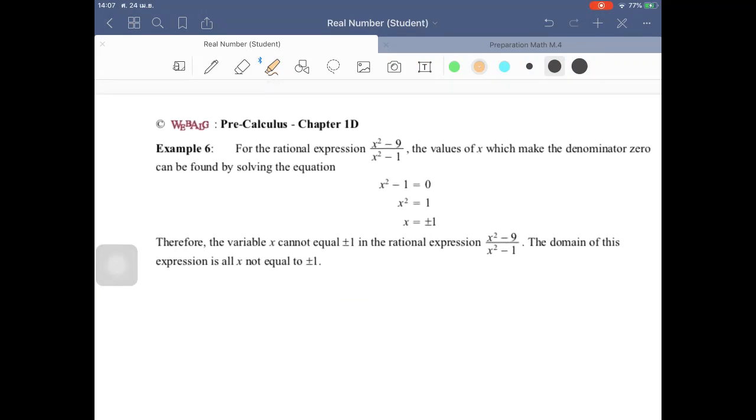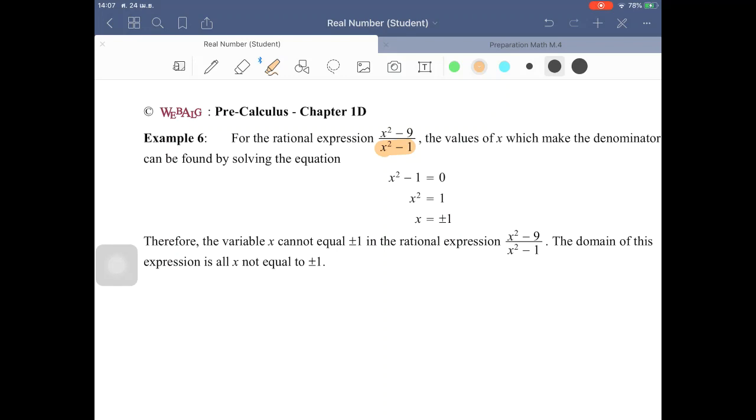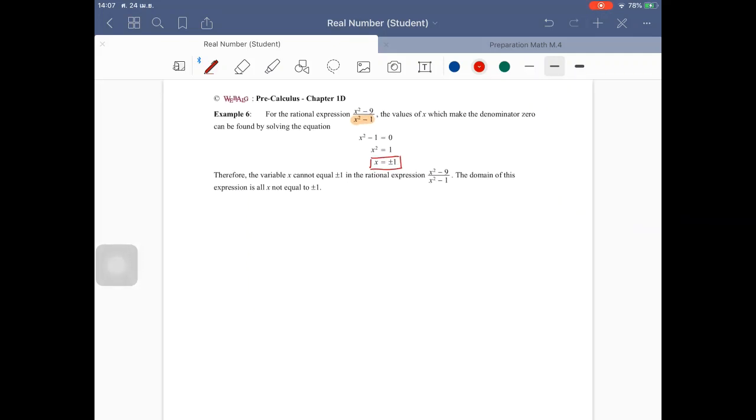How about this one? Example 6 here. x squared equal to x squared minus 1. After we solve this, we find that x cannot be plus or minus 1. Why? Because if x is plus or minus 1, when you substitute into the equation, the rational expression cannot be found. Okay, so here the point is we will find the numbers that x cannot be, in order to make the rational expression valid.